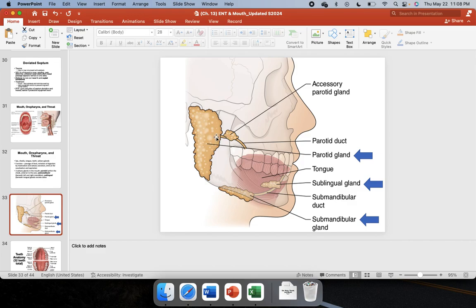So here is that parotid gland. This is an accessory. Then beneath the mandible, submandibular, and then beneath the tongue, sublingual there.